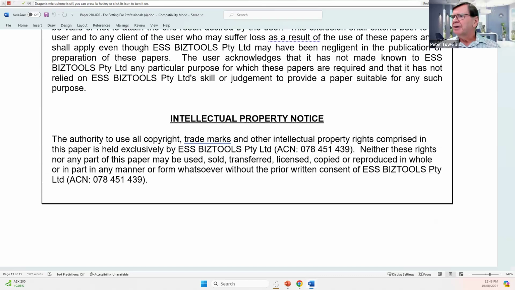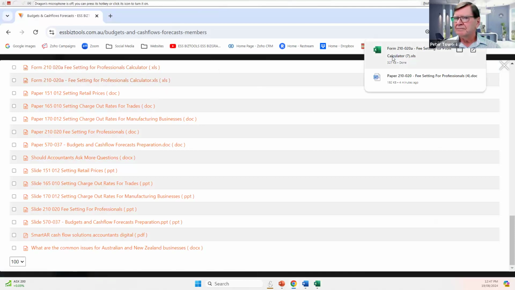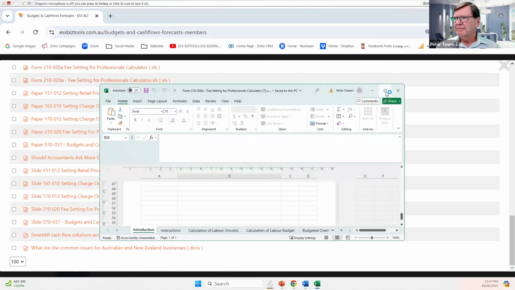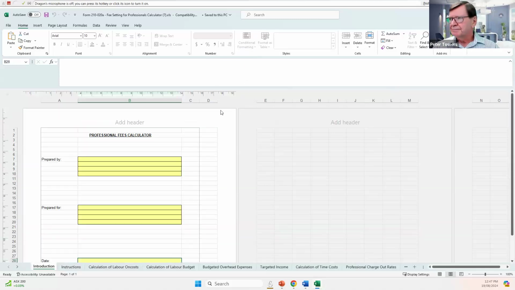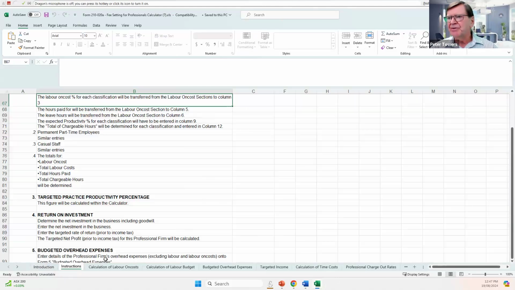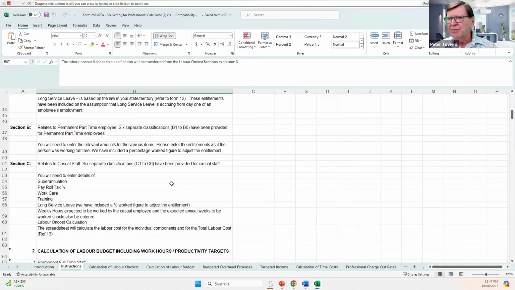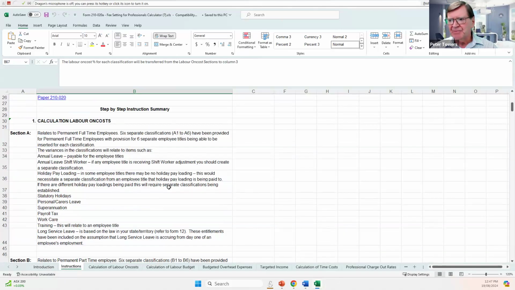Now, I'm just going to remove that. And I also now want to find the form. So I'm going to bring that form up. So this is the professional fee calculator that you would use. You identify the name. There's an instructions manual available that you can work through. Let's go back to the beginning. So you could go through and read that so you understand how the calculations are being utilised.